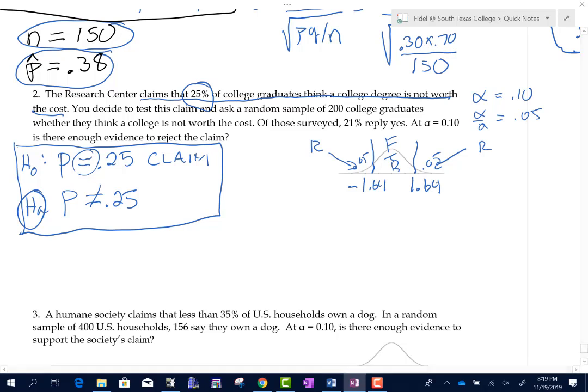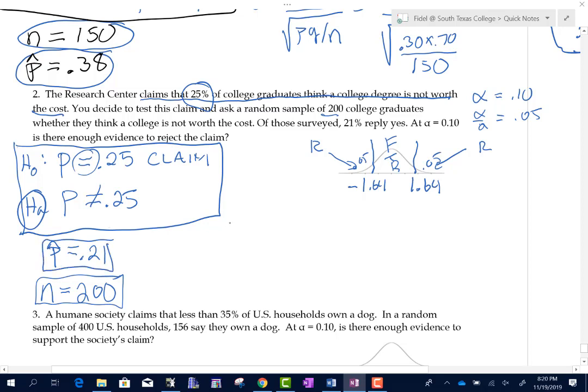All right. Now that we have that, guys, let's see if we have some other information. Do we have our p hat? Let's take a look. It says, you decide to test this claim and ask a random sample of 200. What's that 200 anyway? That's my n, the number of people that we asked. So we asked 200 folks whether or not they think college is not worth the cost, and those surveyed, 21% replied yes. What number is that 21%? That's my p hat. So my p hat is going to be equal to 0.21.